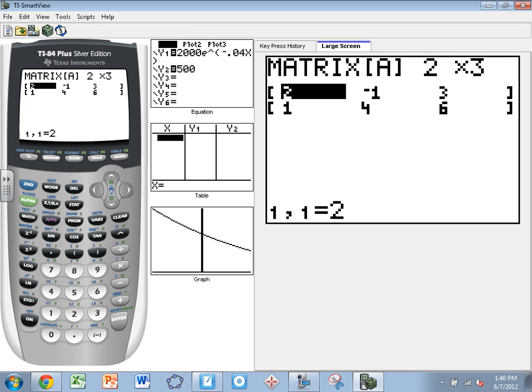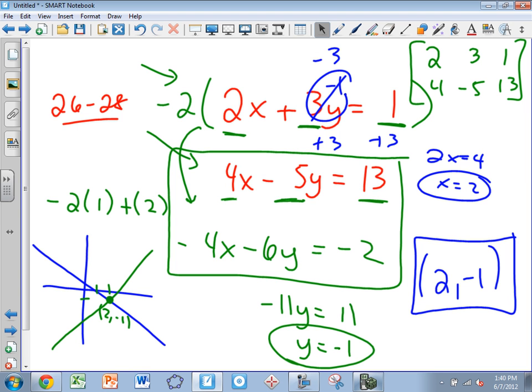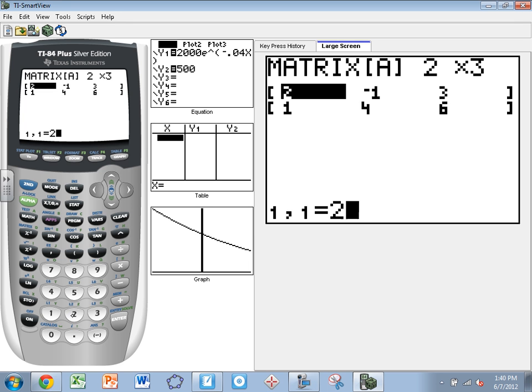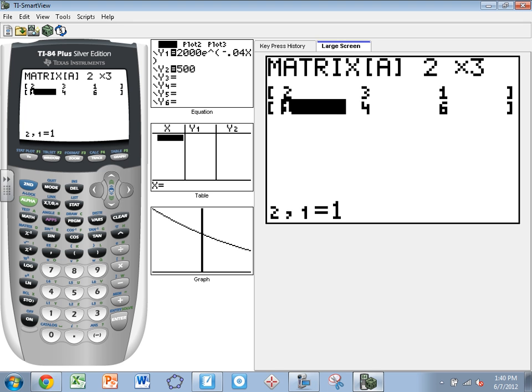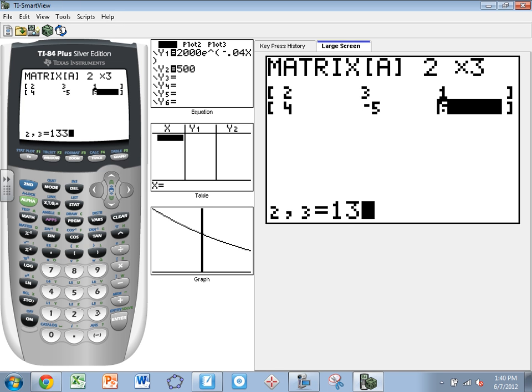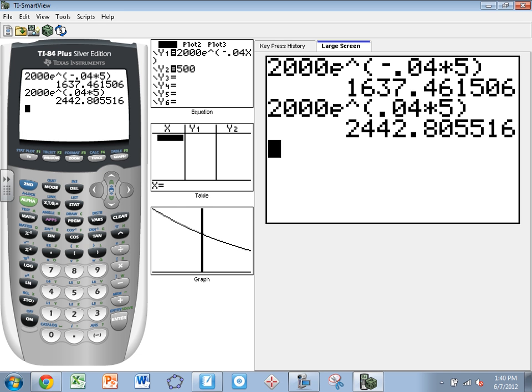Now, our numbers were 2, 3, 1. So 2, enter, 3, enter, 1. It's not 0, but 1, enter. And 4, -5, 13. 4, enter, -5, enter, 13, enter. Not 133, 13. There we go. Now at this point in time, that's my matrix, but I want to reduce it. Remember, RREF is the reduce function. So I quit out of here. Second, quit. Clear the home screen just to make it easier.